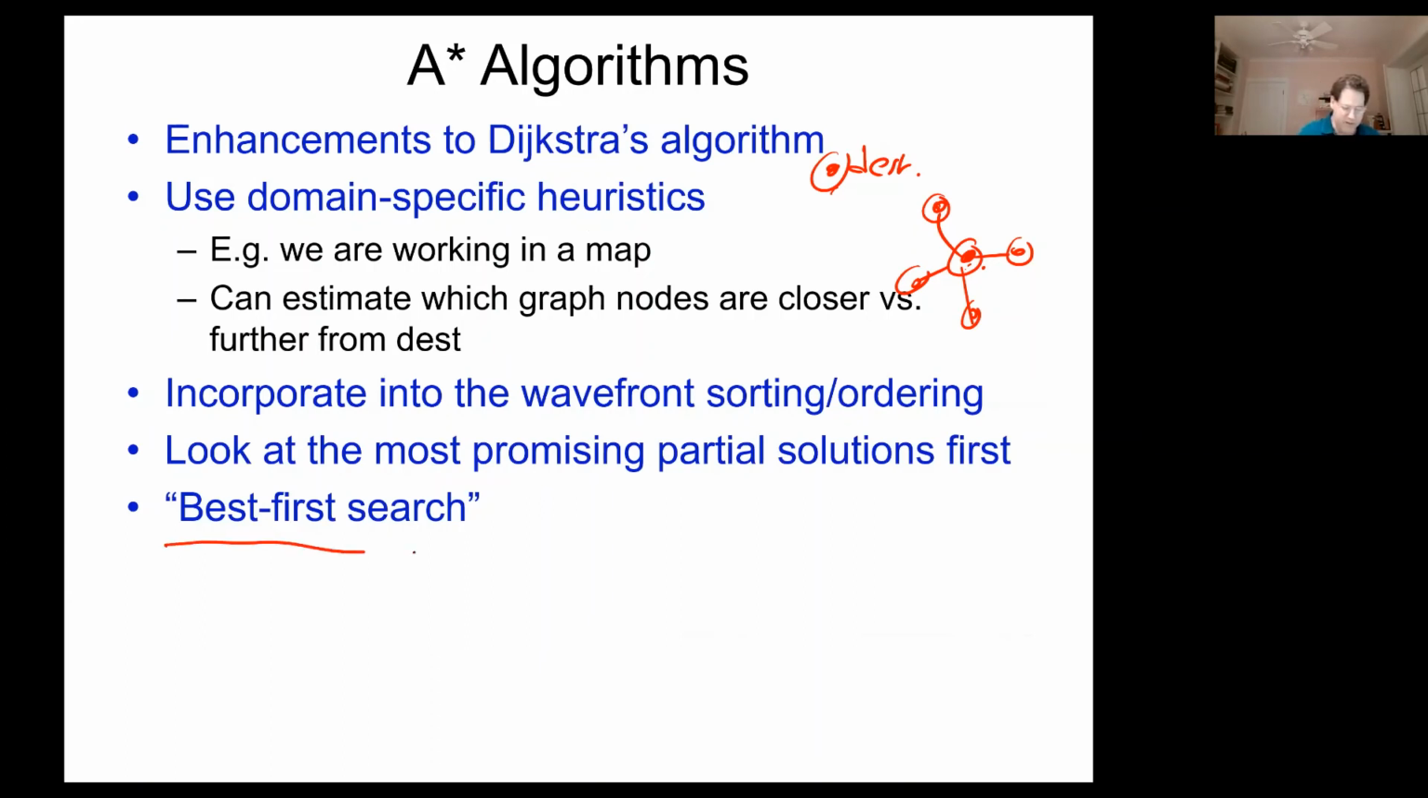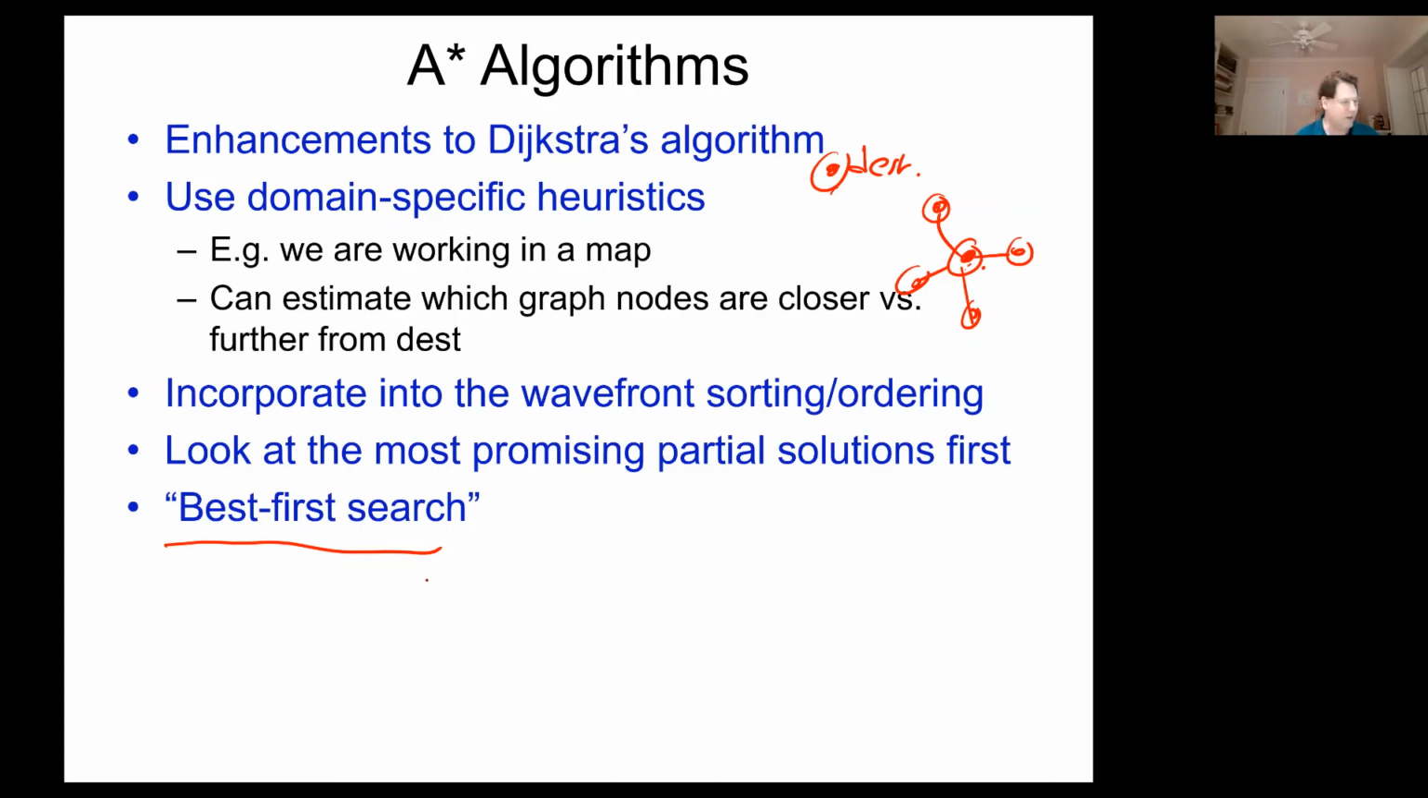Another name for these A-star algorithms is best first search. So we start out with depth first search, which kind of wanders around recursively and randomly in a graph. Breadth first search, which expands outwards in waves. And now best first search essentially is like breadth first search, where it expands in waves, but it prioritizes the most promising partial solutions to look at first.